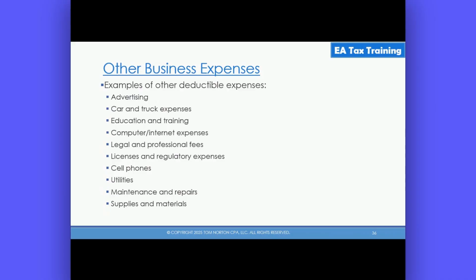Other business expenses. There are, of course, a lot of other expenses that we have not talked about that can be deducted. And we've listed a bunch of them here. This is not an all-inclusive list either, but you could have advertising and training costs and cell phone costs, utilities, etc. As long as they are ordinary and necessary business expenses, then they can be deducted.